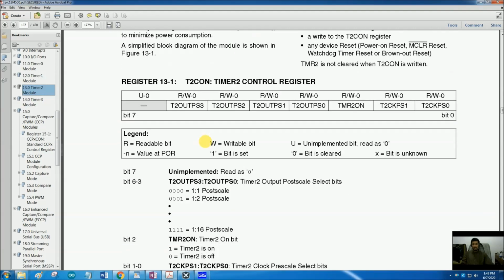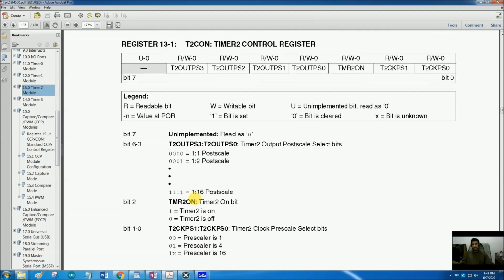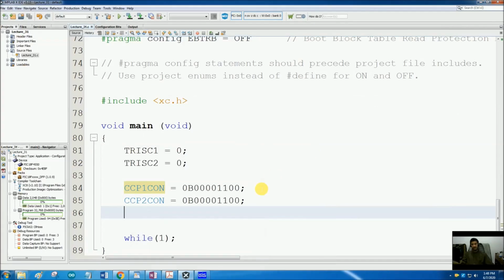Let's see here. We don't want any postscaler. This bit is unimplemented, so the most significant 5 bits are 0. Timer 2 is off currently at this point, so this bit is also 0. And the prescaler, we are not going to use any prescaler at this point, so T2CON is equal to 0b00000000.